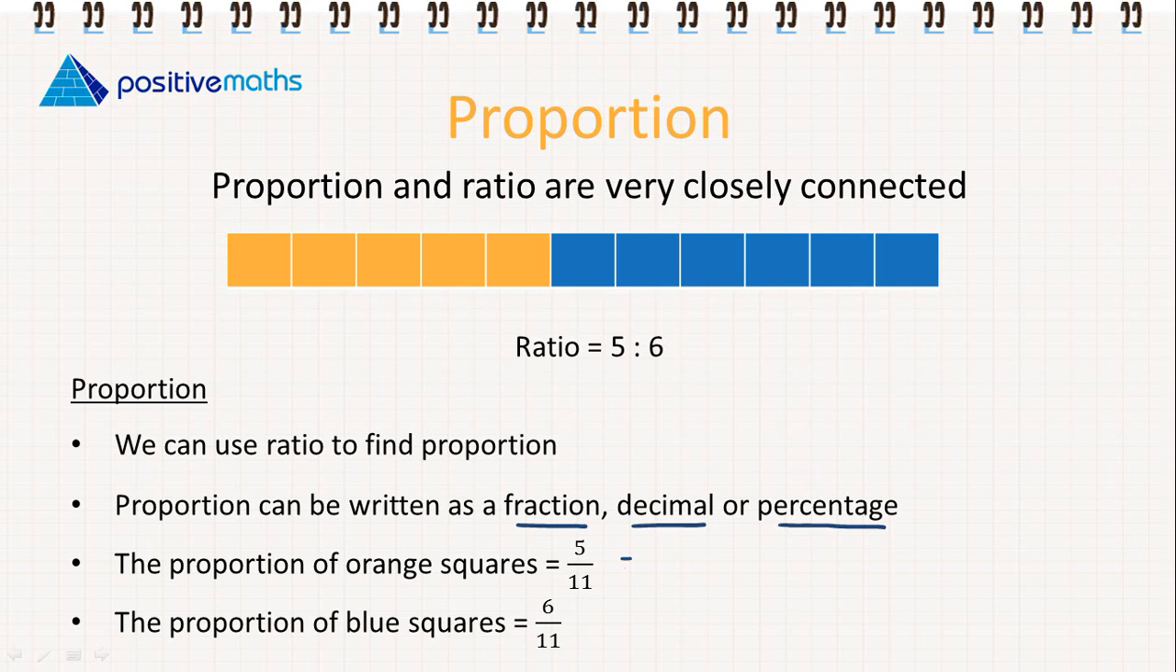As a decimal, the proportion of orange squares would be about 0.46, rounded to 2 decimal places. And the proportion as a decimal for blue squares would be 0.454. As a percentage then, this would be about 46% and about 54%.